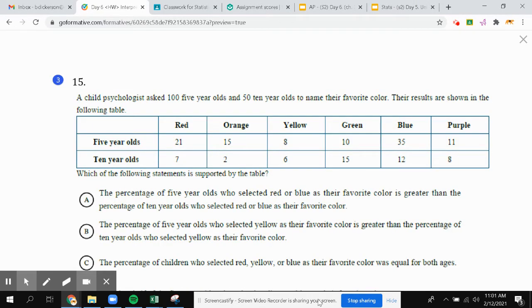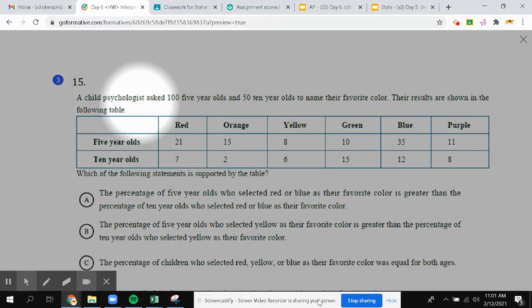When I look at number three, let's start by reading the problem. A child psychologist asked 100 5-year-olds and 50 10-year-olds to name their favorite color. The results are shown in the following table. So if we think about it, the bigger group here is the 5-year-old group. 10-year-olds are out of 50. So we're not looking at evenly sized groups, but if we look at the percentages, that's what we want to compare, right? And that's the choices that are given here in this problem.